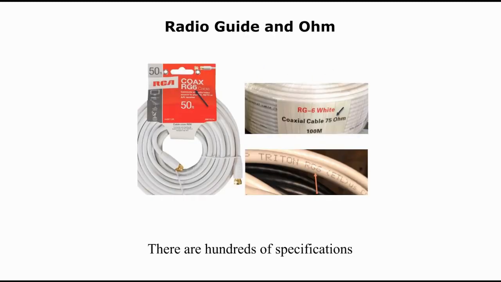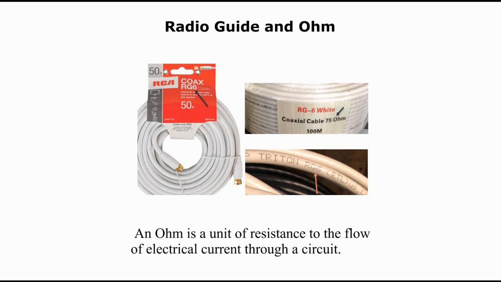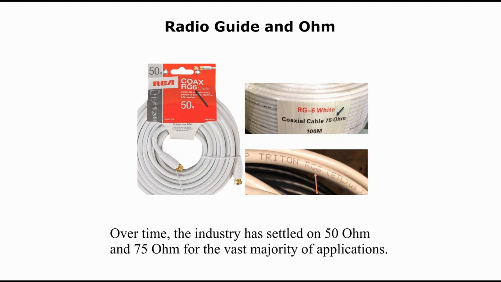There are hundreds of specifications, but most types of coax cable use RG number. RG stands for radio guide. Each type serves different purposes. RG6 coax cable, for example, is typical at home if you have cable TV or cable internet. Coax cables are also rated in ohm for their impedance or resistance. An ohm is a unit of resistance to the flow of electrical current through a circuit. Over time, the industry has settled on 50 ohm and 75 ohm for the vast majority of applications.